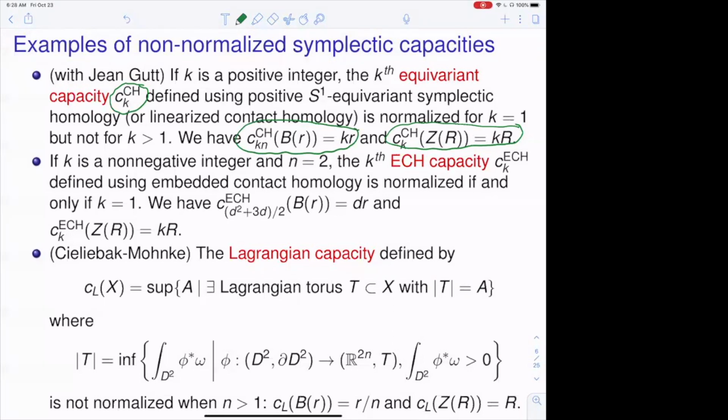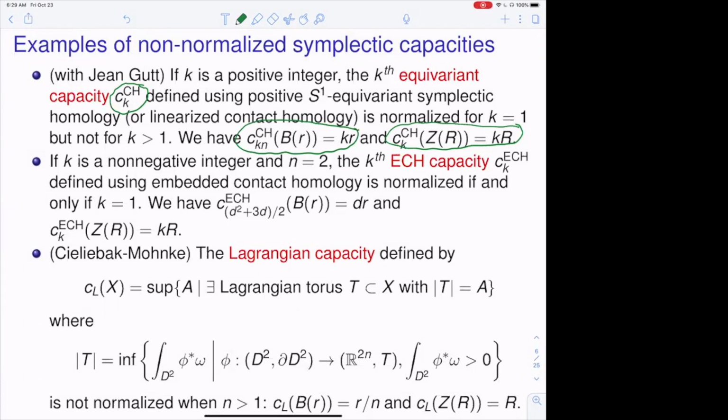There are also capacities you can define geometrically. So a very interesting one, this is just an example of one of my favorites. It's introduced in a paper by Cieliebak and Mohnke, and you look at Lagrangian tori in X. For a Lagrangian torus, you define its size to be the infimum of the area of a symplectic disk with boundary on the Lagrangian torus. And I try to make that size as big as possible. So the Lagrangian capacity of X is the supremum of the size of a Lagrangian torus in X.